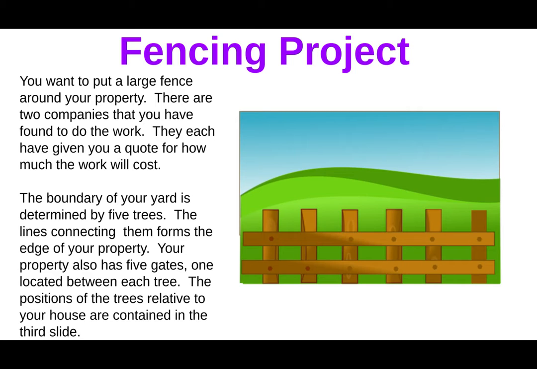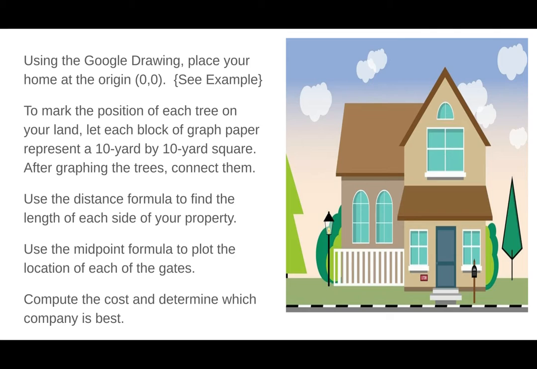You want to put a large fence around your property. There are two companies that you have found to do the work. They each give you a quote for how much the work will cost. The boundary of your yard is determined by 5 trees. The lines connecting them form the edge of your property. Your property also has 5 gates, one located between each tree. The positions of the trees relative to your house are contained in the third slide.